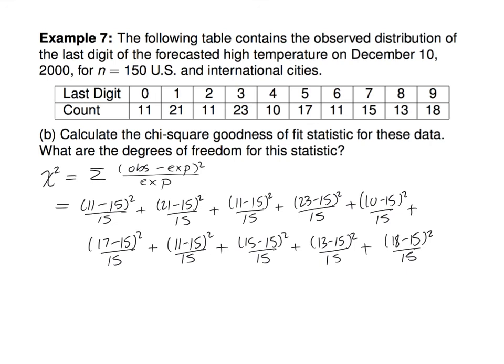So I got a chi-squared statistic of 15.6 repeating, so about 15.7. Note that the degrees of freedom here is number of categories minus 1, so 10 minus 1, or 9.